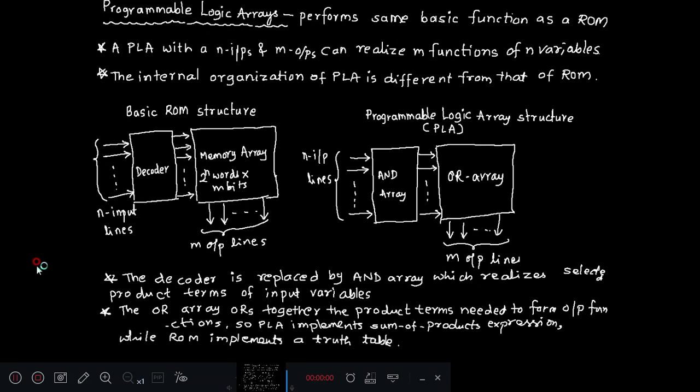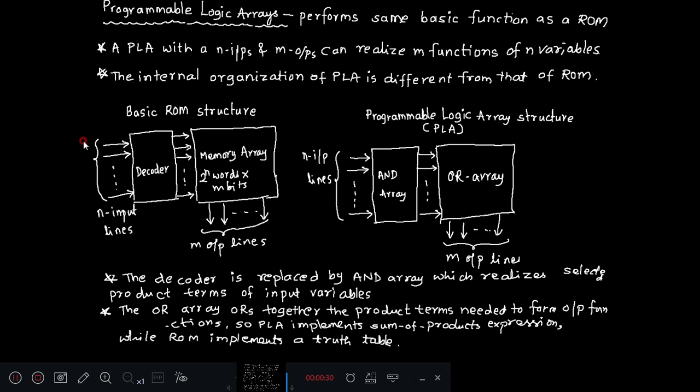Welcome to class students. In today's class we are going to discuss programmable logic arrays. Programmable logic arrays perform the same basic function as a ROM, read only memory. A PLA with n inputs and m outputs can realize m functions of n variables. The internal organization of a PLA is different from that of a ROM.